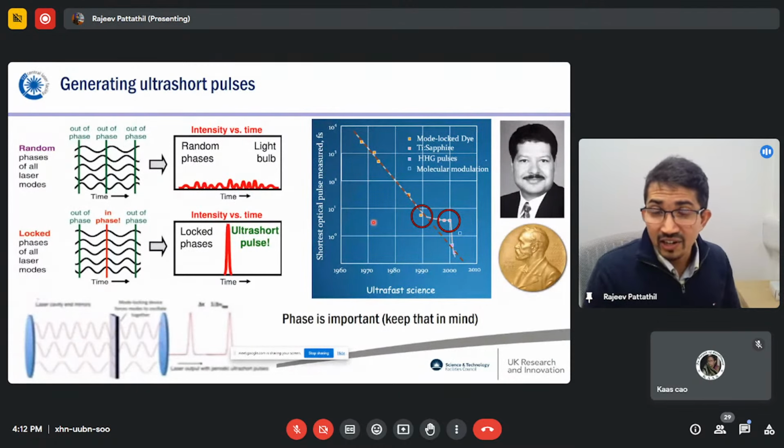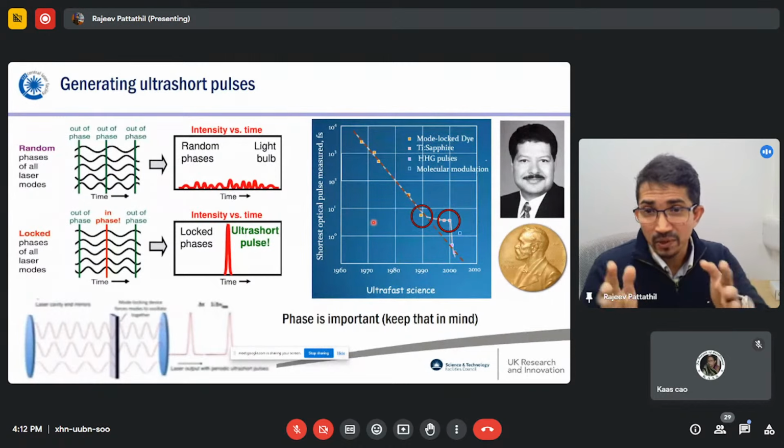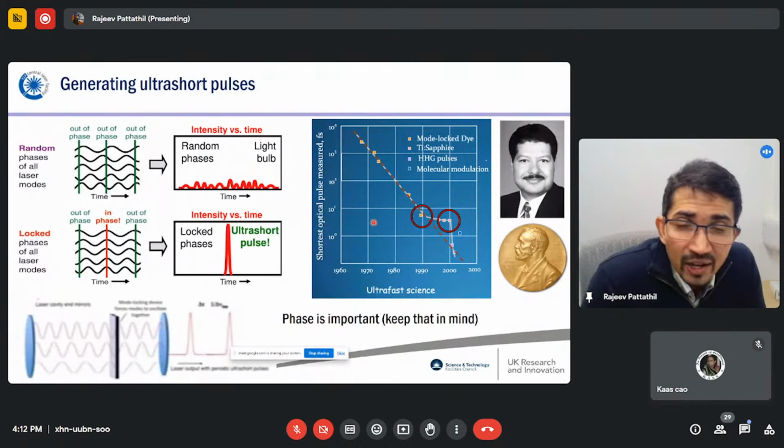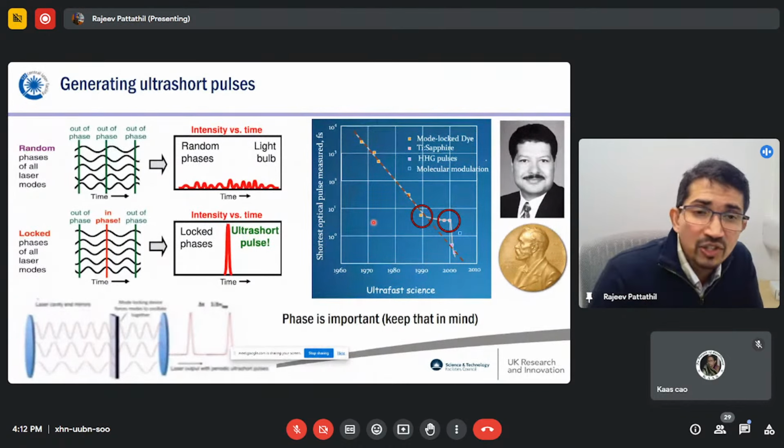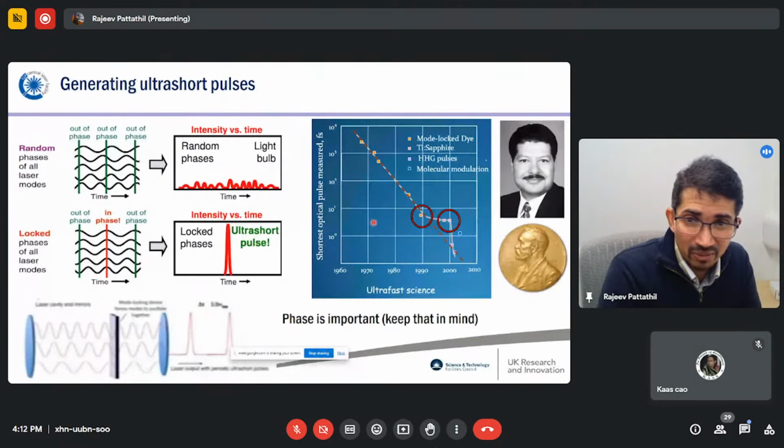Unfortunately, this technique never really got a Nobel Prize, but the science that people like Zewail did, using these femtosecond pulses to understand chemistry, did get a Nobel Prize, but not the technique to produce short pulses, unfortunately.